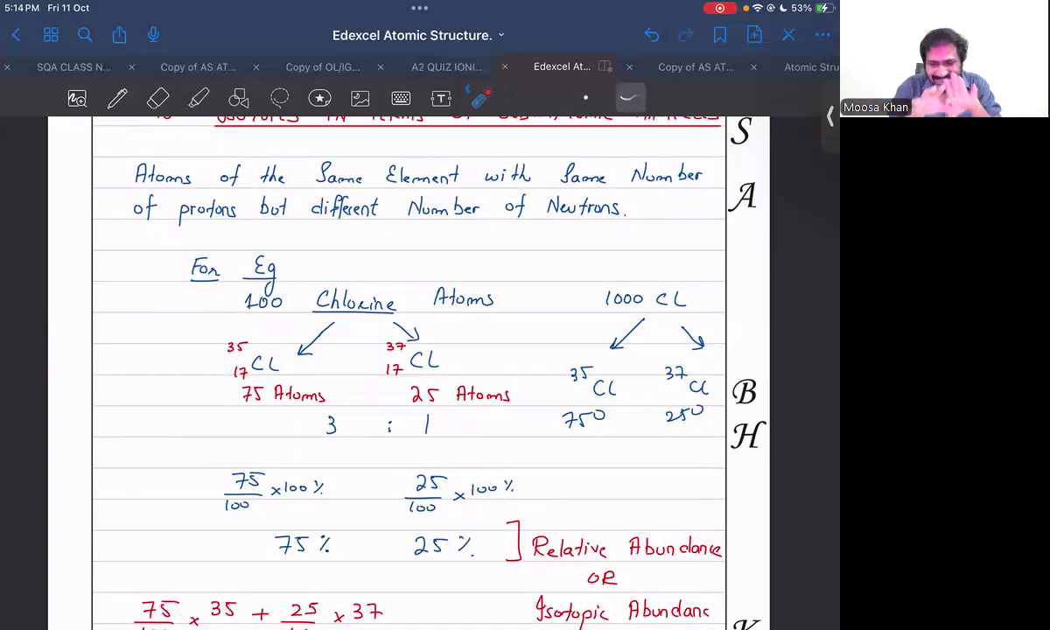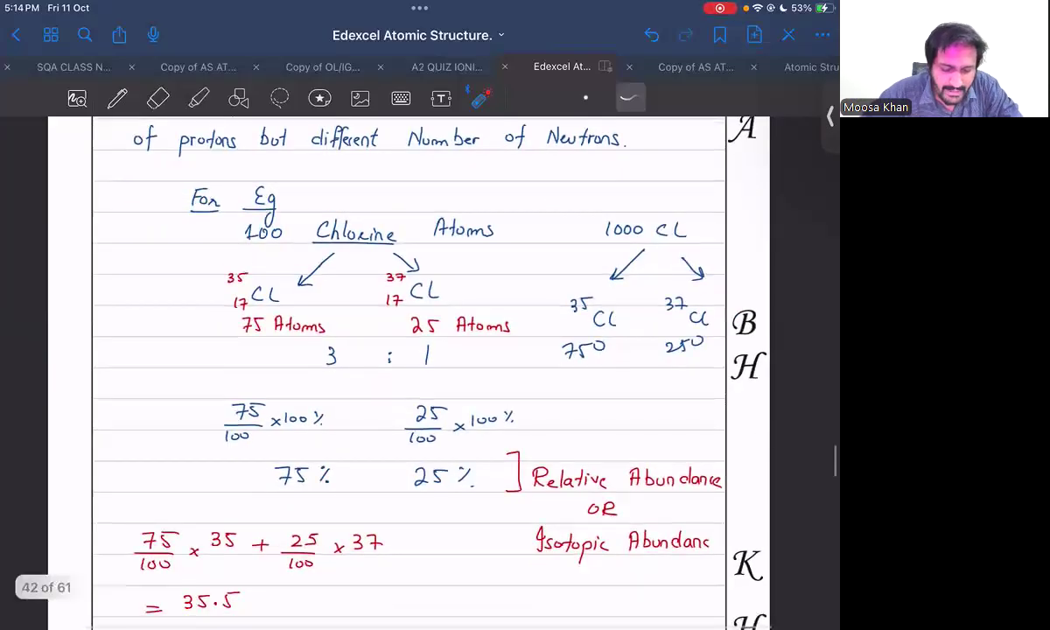And if we just start separating these isotopes, we find that out of 100 chlorine atoms, there are always 75 atoms are those with the mass number 35 and 25 atoms are those with the mass number 37. So if we just convert these into the percentages, 75% are the isotopes with the mass number 35 and 25% are the isotopes with the mass number 37. And these percentages are known as relative abundance or isotopic abundance.